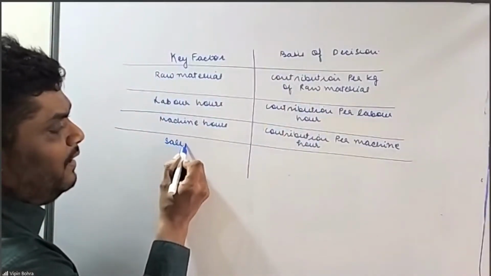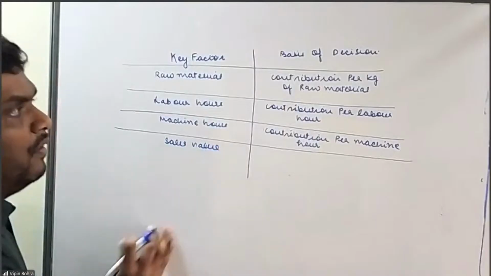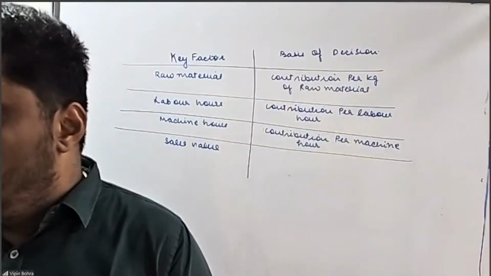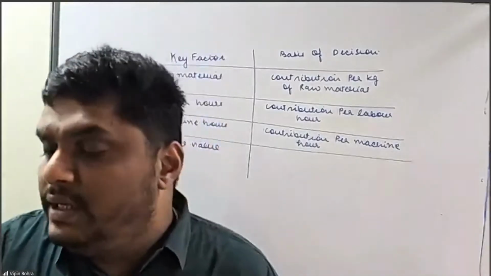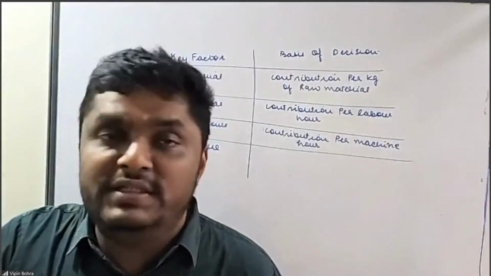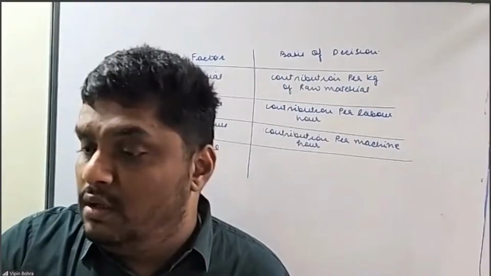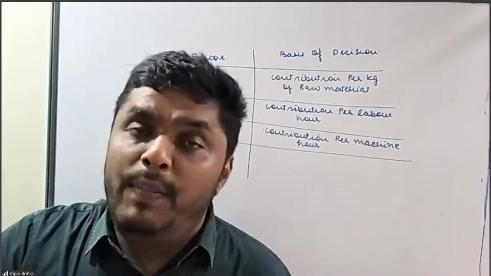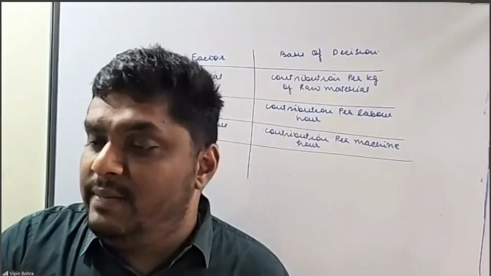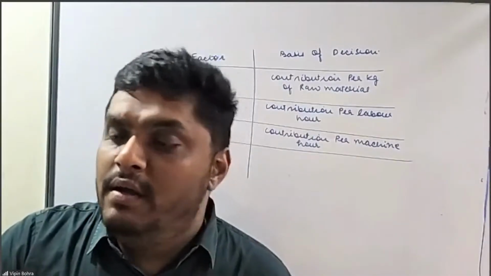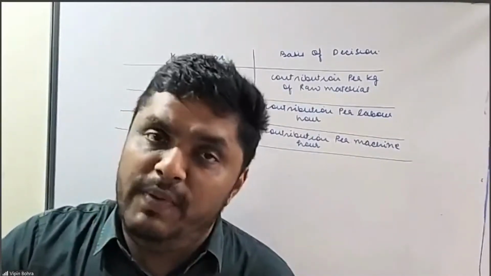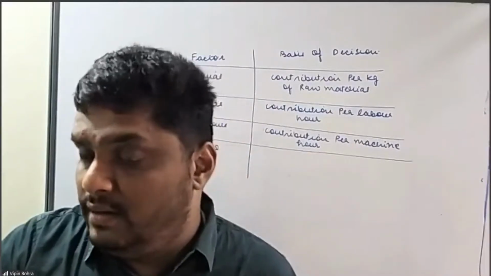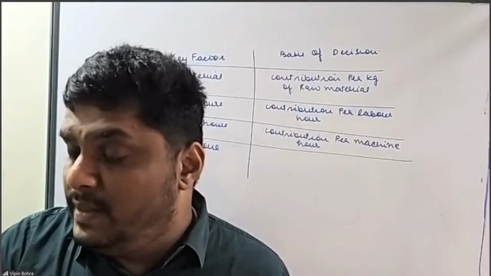Can you guys tell me? Waiting for your opinion, everyone. If raw material is limited, the decision will be based on contribution per kg of raw material. If labor hours are limited, contribution per labor hour. If machine hours are limited, contribution per machine hour. But let's say sales value is the limiting factor. Can you guys tell me what will be the basis of decision?